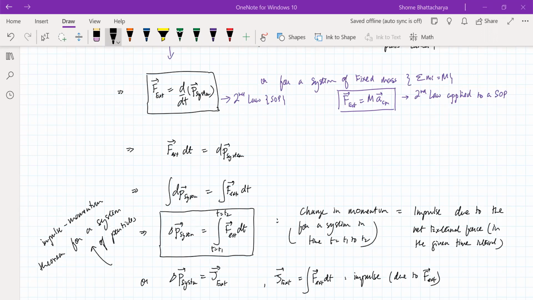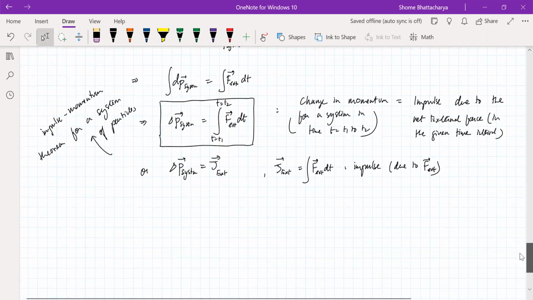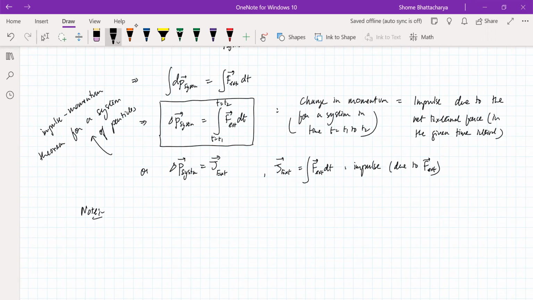Okay, now one very important implication of this is that if we have a system on which the net external force is zero, the momentum of such a system is conserved. In such a case, we will apply conservation of linear momentum to solve the dynamics of such a system. So that becomes an important special case of the above equation.